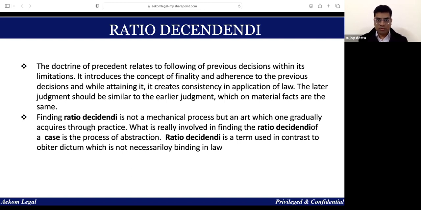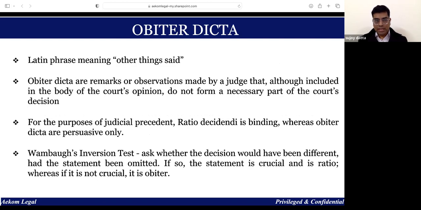So, since we understand what is ratio decidendi, let us look at what is obiter dictum. Obiter means other things that are said in a judgment. So, obiter dictum would be those remarks or observations, which can be observations on fact, or even observations on law, which, while they form a part of a judgment, are not really part of the decision of the court on the questions that were presented before it.